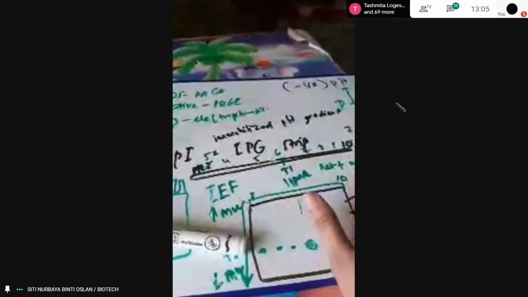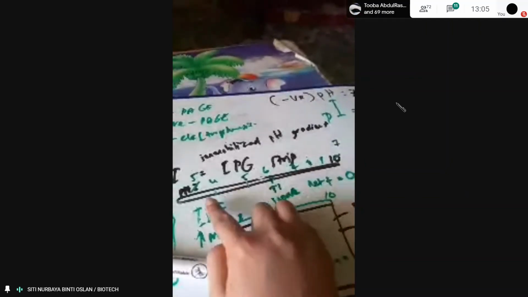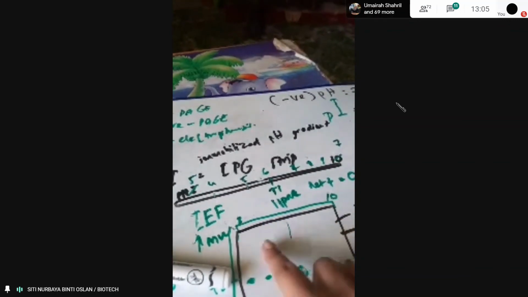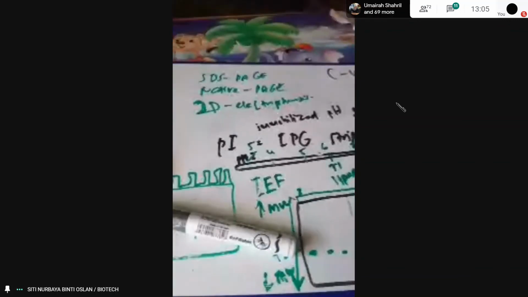You can always adjust this IPG strip to a different range. For the beginning, you can use 3 to 10. But since you already know your pI is around 6.31, you don't want to use this 3 to 10. Maybe you want to use 5 to 10 or 5 to 8 or something.